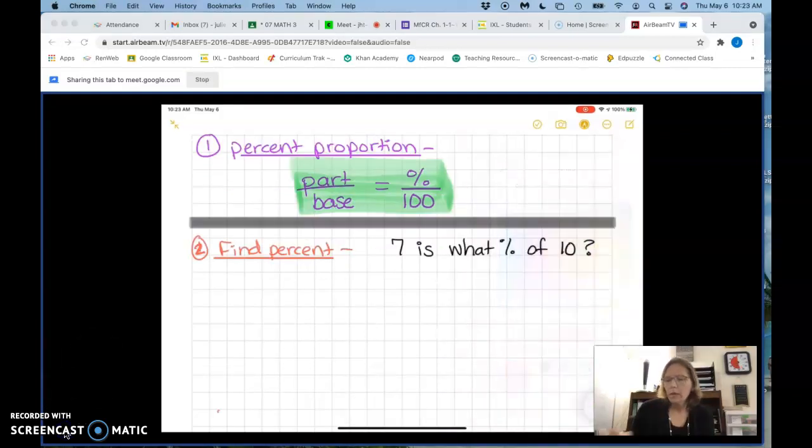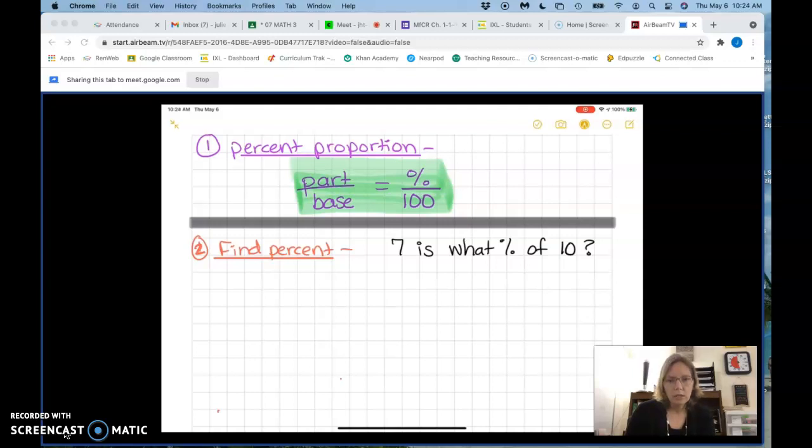Okay, so if it asks us to find the percent, this is how we're going to do it. We highlighted our formula because it's very important. We're going to use it a lot. And this problem says find the percent. 7 is what percent of 10? I hear some guesses. 70. 77.